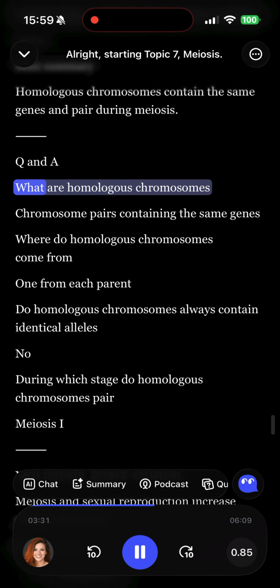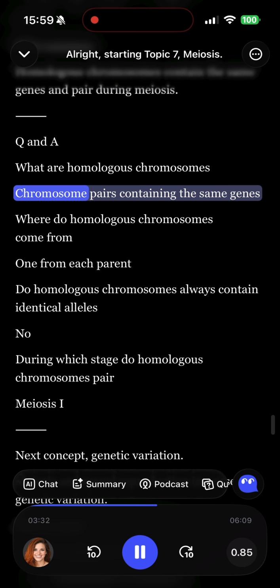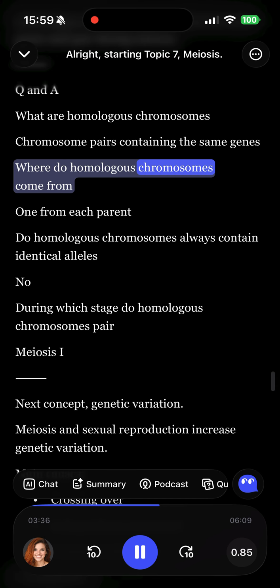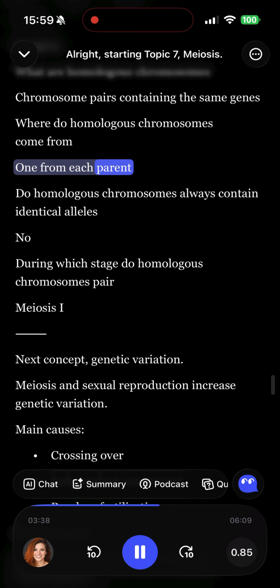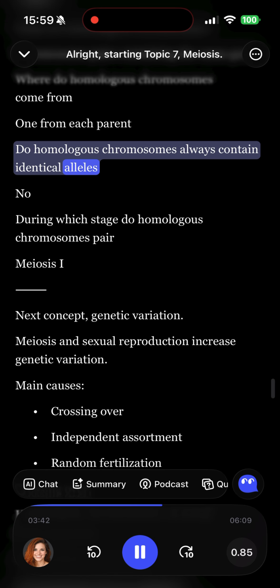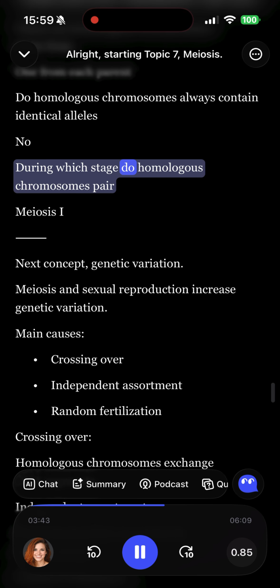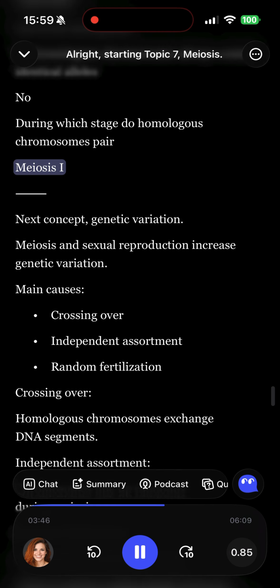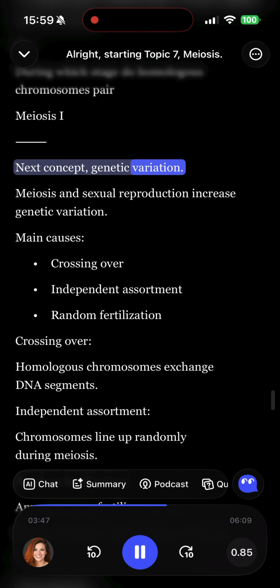Q&A. What are homologous chromosomes? Chromosome pairs containing the same genes. Where do homologous chromosomes come from? One from each parent. Do homologous chromosomes always contain identical alleles? No. During which stage do homologous chromosomes pair? Meiosis I.